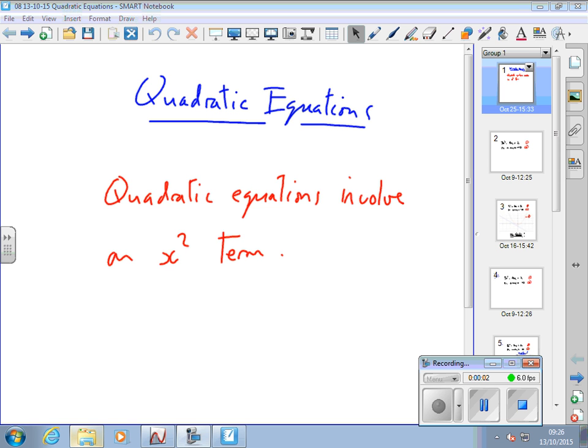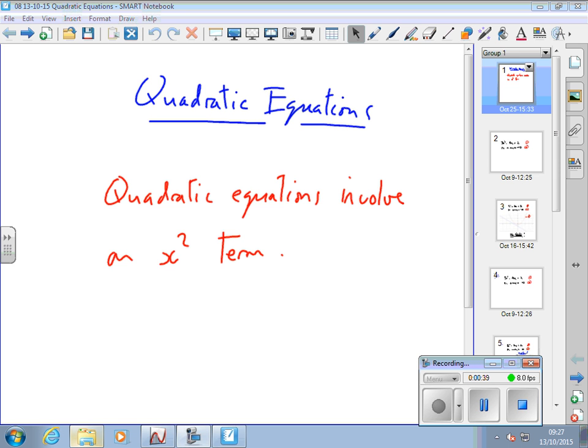Quadratic equations, then. A quadratic equation is one that involves an x squared term. So if I've got an equation to solve, and inside that equation the highest power of x is x squared, it's called a quadratic. If the highest power of x in my equation is a cubic, then it's a cubic equation, and so on. But squared terms are called quadratic. So that's all it is. A quadratic equation is one that's got x squared in it. And there are ways that we go about solving them. We're going to look at them.